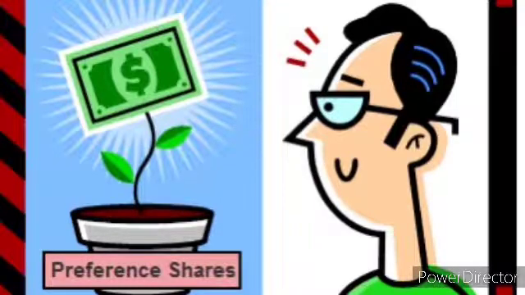Second is your permanent burden. There is a permanent burden in the case of cumulative preference share because company को pay करना ही पड़ेगा. आज नहीं करे but कल उनको pay करना ही पड़ेगा. That is why it is called as permanent burden.